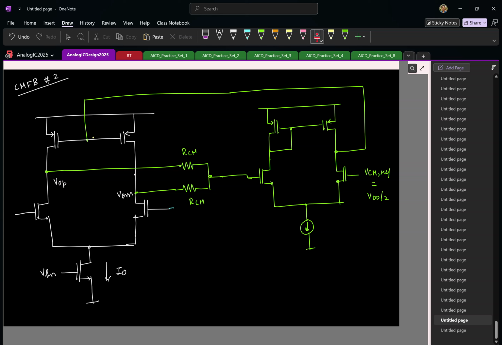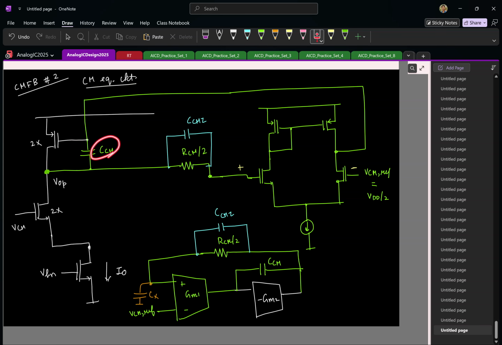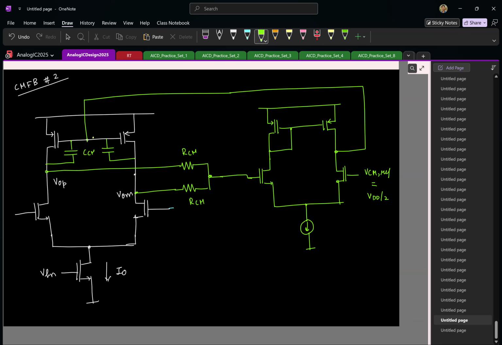I need to have two capacitors put across both of the transistors. Correct? If I put the two in parallel, I should end up with an effective capacitance of CCM. So the individual capacitance value must be CCM by 2. Again, reminding you that this is the compensation capacitor only for common mode. Your actual differential amplifier is still a single stage OTA, which we'll verify when we look at the differential behavior.